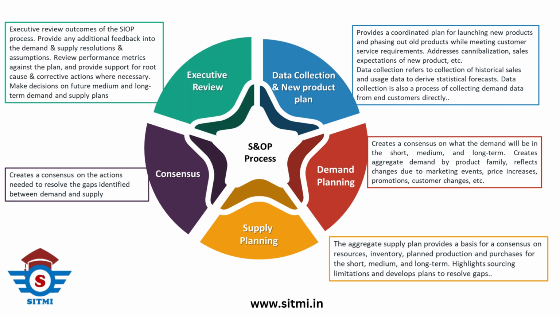The last step of the S&OP process is called executive review. The name itself talks about the review by executive team members. So this is basically a meeting held with the senior executives of the business. In this meeting, the executive review provides any additional feedback into the demand or supply plans. In the executive review process, performance metrics against the plan are well discussed, and senior leaders are also requested to provide support on root cause analysis and corrective actions wherever required.